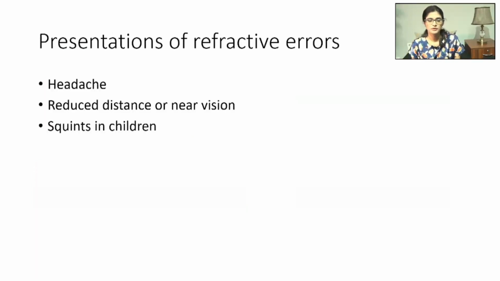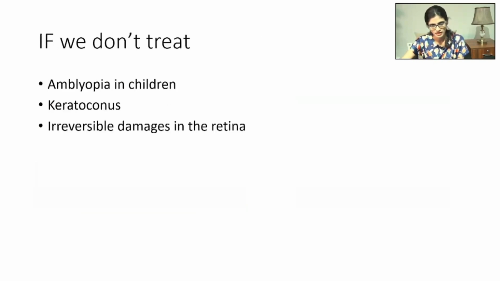So, how do patients with refractive errors come? They generally complain of headache, especially young children, and they will complain of reduced distance or near vision. They will say they cannot see the blackboard or they cannot read. And some children, of course, present with squints, as we told earlier. If you don't detect them early on and treat them with spectacles, children can develop amblyopia.